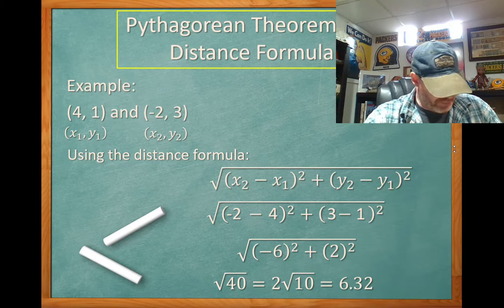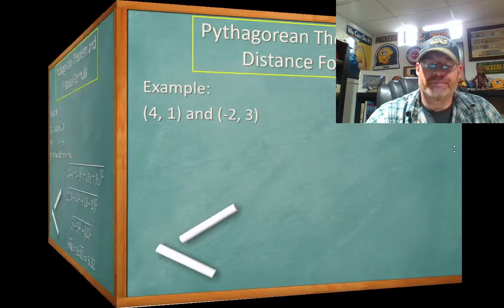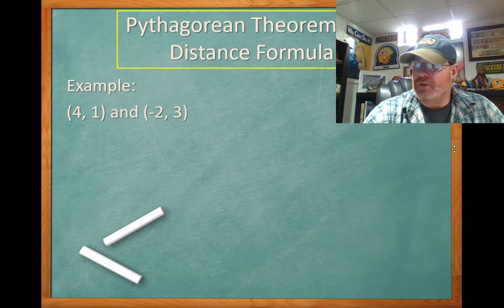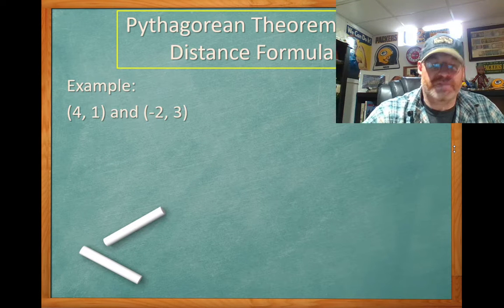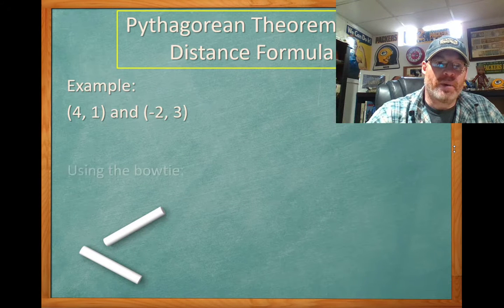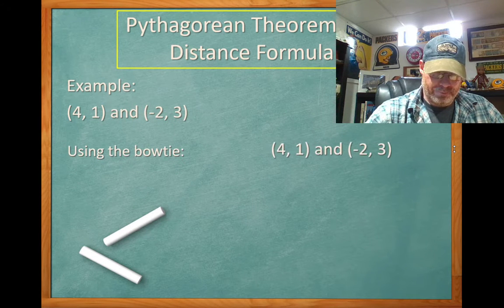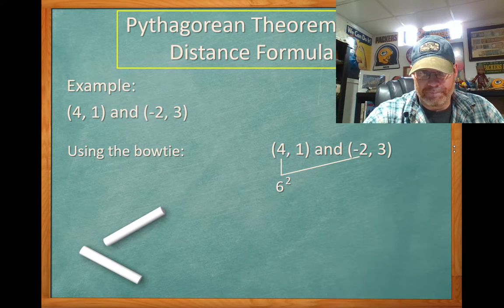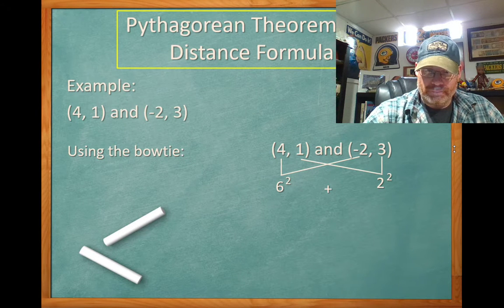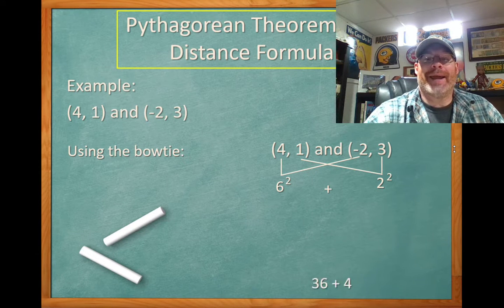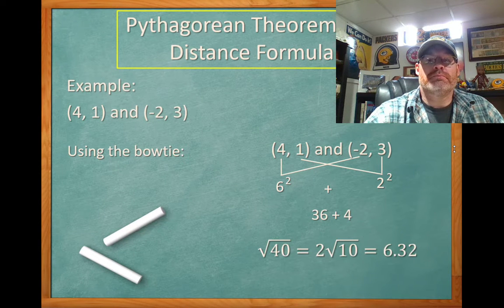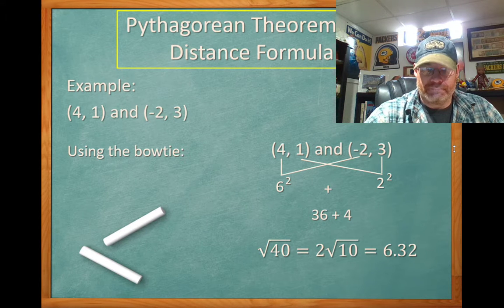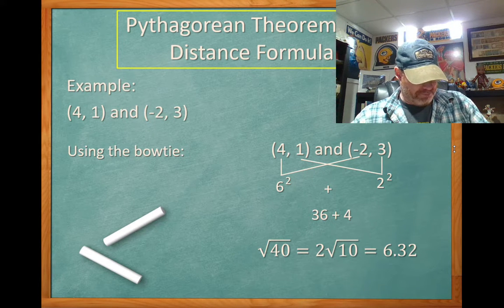Alright, so what is that bow tie method that I was explaining a second ago? It's no different than the distance formula, but you don't have to write it out with the radical and all that other stuff. You just find the distance, or think of a number line. How far apart are 4 and negative 2? They're 6 units apart. How far apart are 1 and 3? 2 units apart. Square them, add them, and square root it. That's the infamous bow tie method.